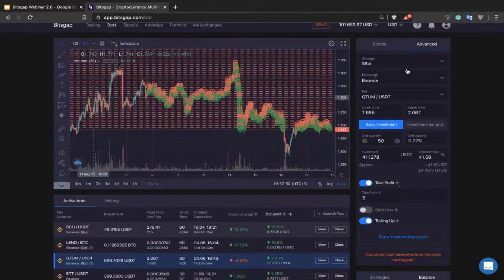All I need to do here is, okay, I have Quantum to USDT, and below in the advanced section I have show backtesting results. For some reason my screen is not responding, so I need to refresh the page.